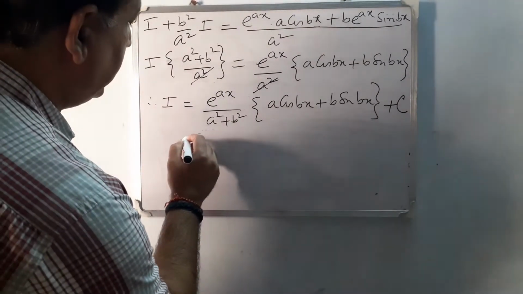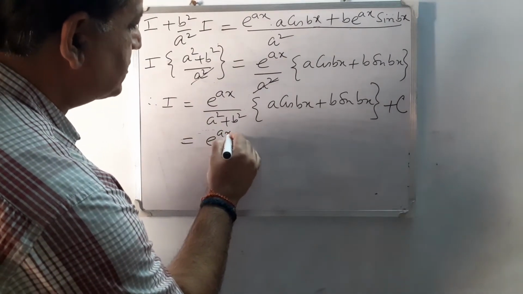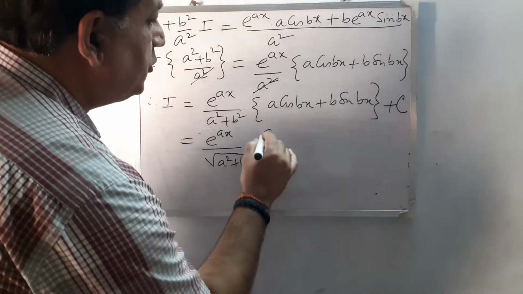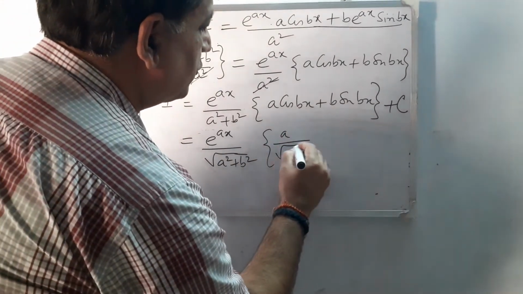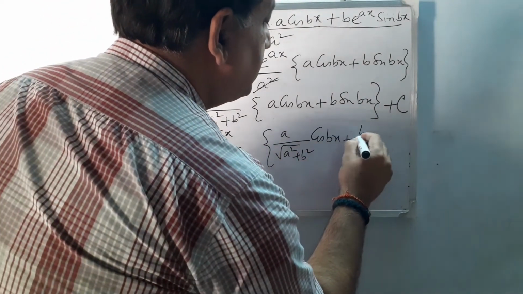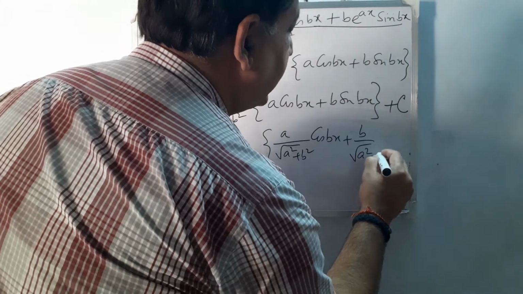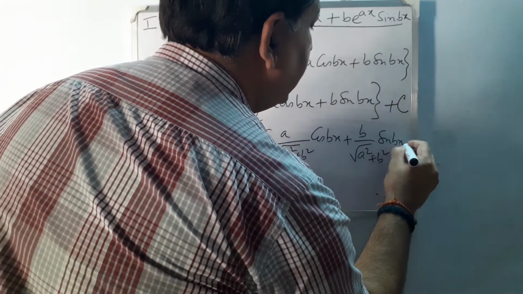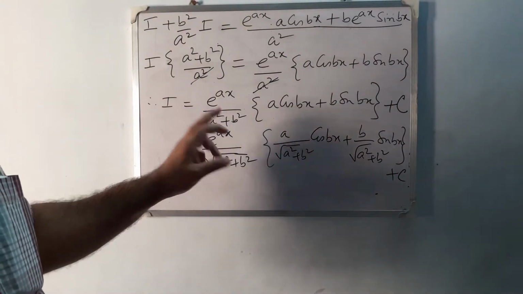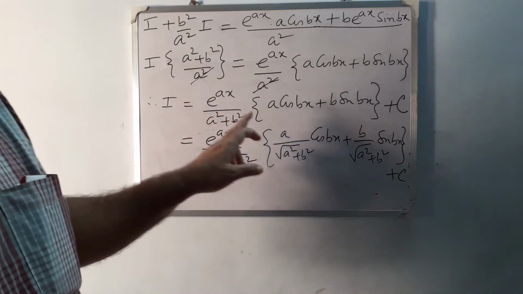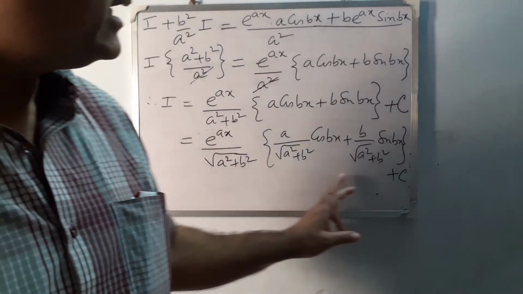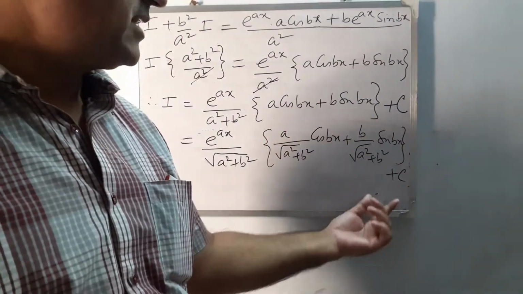How? You see here, we can write it as e power ax by root (a square plus b square). In the bracket, you can write a by root (a square plus b square) cos bx plus b by root (a square plus b square) sin bx, and then plus c you can write. Here a square plus b square can be written as root (a square plus b square) into root (a square plus b square), 2 times. One root should be taken within this bracket. This plus c remains there.